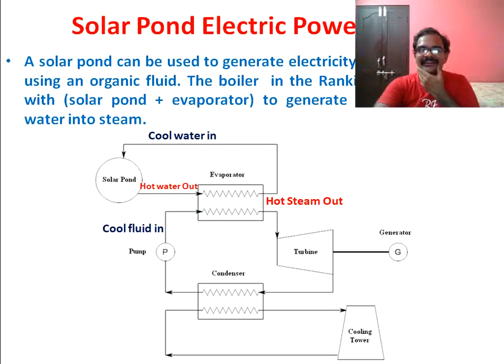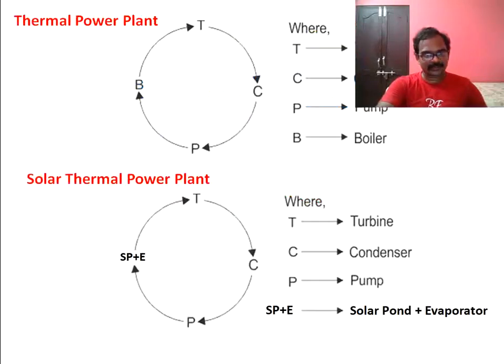This is the solar pond electric power plant. So how will it be in the solar pond electric power plant? The boiler in a Rankine cycle is replaced by solar pond plus evaporator, and the evaporator is nothing but a heat exchanger. Solar pond plus evaporator system. So we'll see about that. Why will this evaporator be used here? The thermal power plant boiler will be replaced by solar pond plus evaporator.